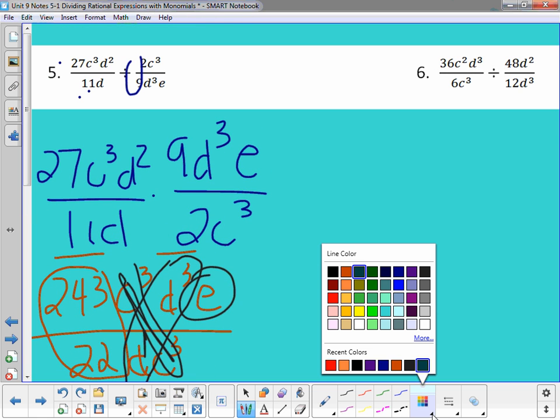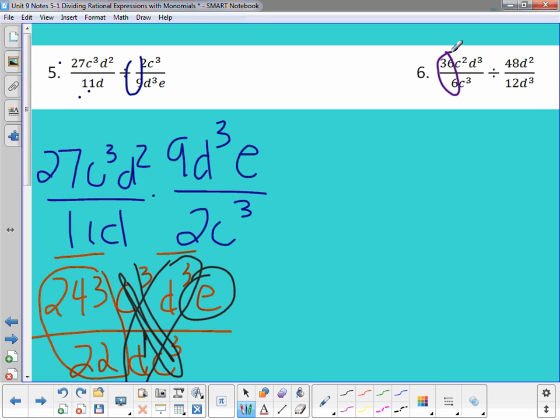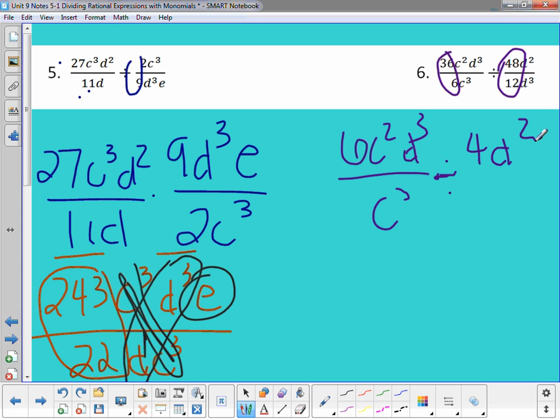Next, let's take a look at number 6. For number 6, I can reduce the fraction 36 over 6. It's actually going to reduce to 6. And then I'm going to have c squared d cubed over c cubed. So again, I'm just trying to make those numbers smaller. Then I can reduce 48 divided by 12. So I'm still keeping it as dividing, and that's going to be 4. And then we have d squared d cubed right here.